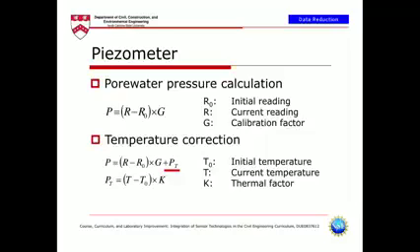First, you can see the first equation shows the pore water pressure calculation: P is equal to (R minus R naught) into G, where R naught is the initial reading of pressure, R is the current reading and G is a calibrating factor. So we can calculate the pore water pressure using the piezometer with this calculation.